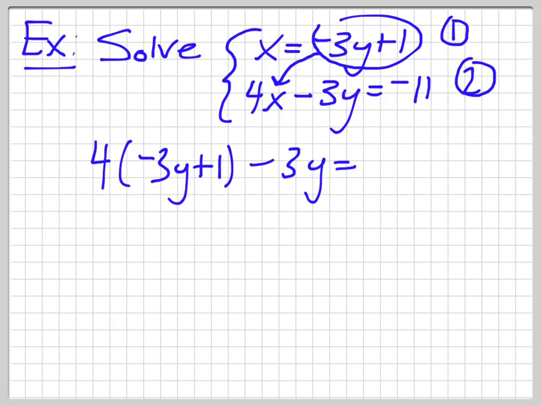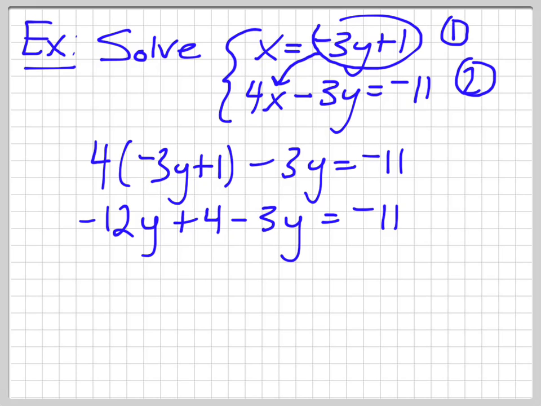minus 3y is equal to negative 11. So that way, now we have an equation here that only has y in it, so we can solve for y. So now I distribute through, so I have negative 12y plus 4 minus 3y is equal to negative 11. I distributed it through that bracket. Now I'm going to combine some like terms. So I have negative 12y minus 3y, so that's negative 15y. And in this step, I'm also going to subtract 4 from both sides just to get things on the right side here. So then that's negative 11 subtract 4, that's negative 15.